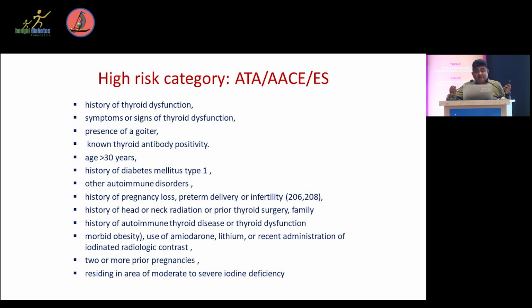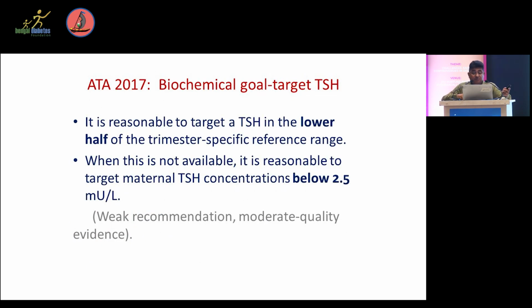So what is it? Should we screen everyone? Again, the Indian Thyroid Society says that it should be universal. The European Thyroid Association says that it should not be universal. The American Thyroid Association is equivocal. They are neither recommending nor rejecting the proposal that all pregnant women should be screened. This is the list of the high risk category.